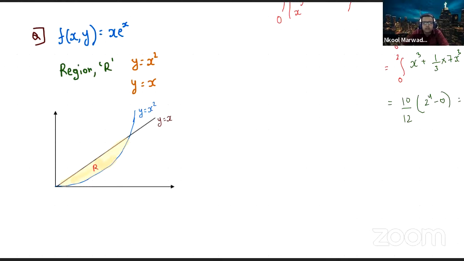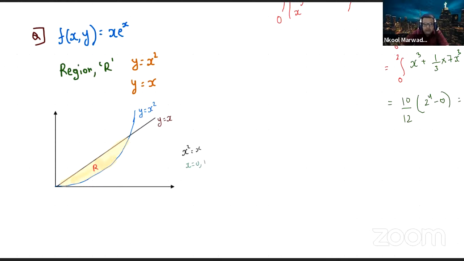We know that these two graphs intersect, so we can calculate the point of intersection of these two graphs. There, x square should be equal to x. And x square is equal to x happens only at two points, when x is either 0 or 1. Only then will x square be equal to x.